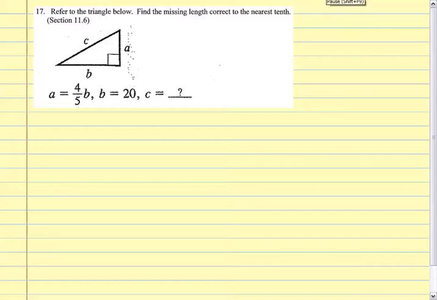Okay, folks, number 17, it says refer to the triangle below. Find the missing length correct to the nearest 10. I've got a right triangle here, so I know I'm going to be using Pythagoras. a squared plus b squared equals c squared.